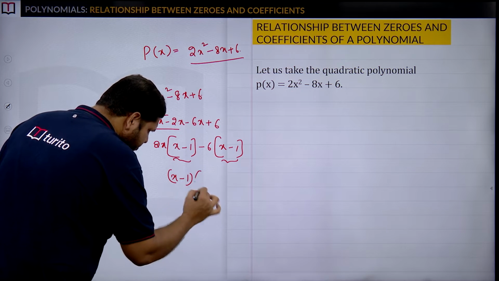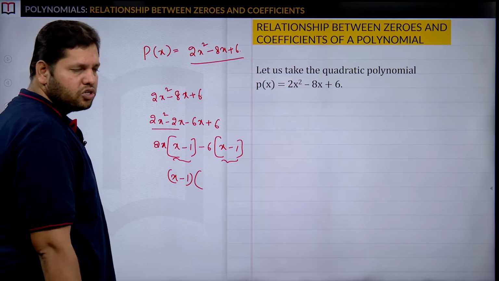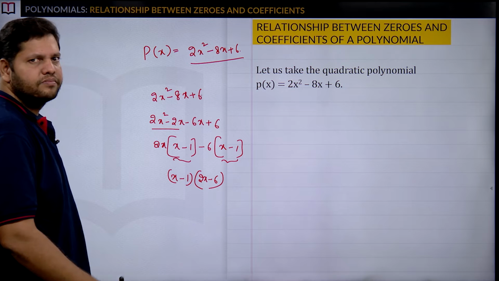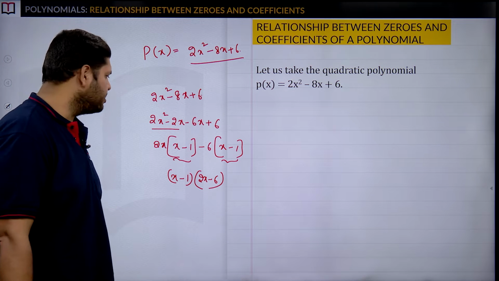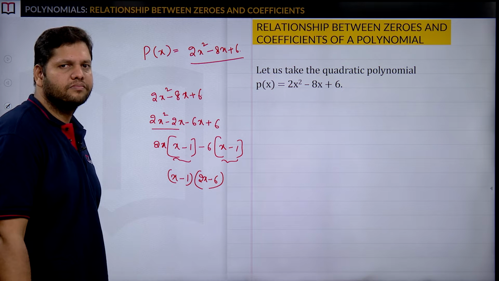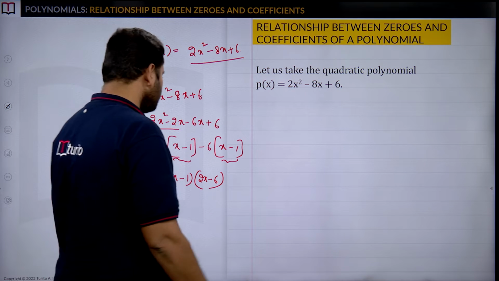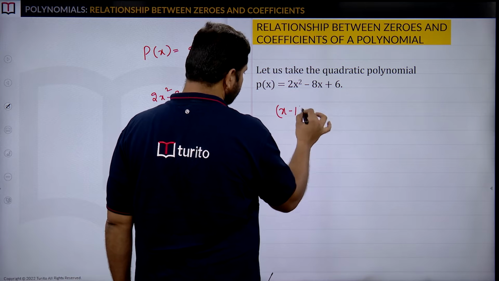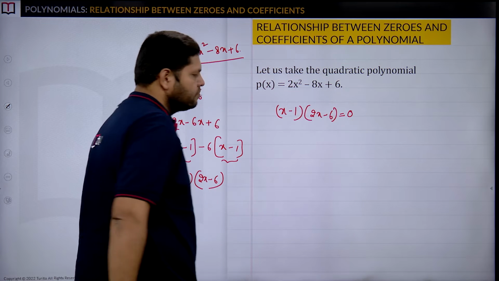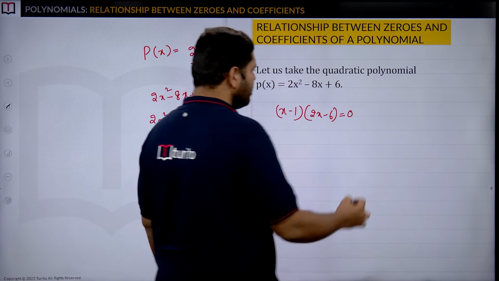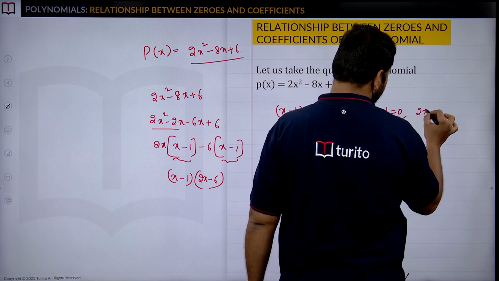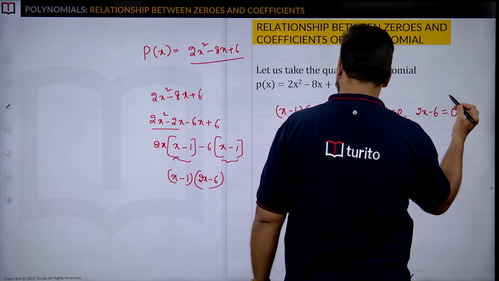If I take x minus 1 common, what will I be getting, children? I will be getting 2x minus 6. Clear, children? If I take x minus 1 common, I will be getting x minus 1 into 2x minus 6. To find the zeros, what do we have to do, children? We have to equate it to 0. So x minus 1 into 2x minus 6 is equal to 0. Then what can we write, children? I can write x minus 1 equal to 0, and 2x minus 6 is equal to 0.